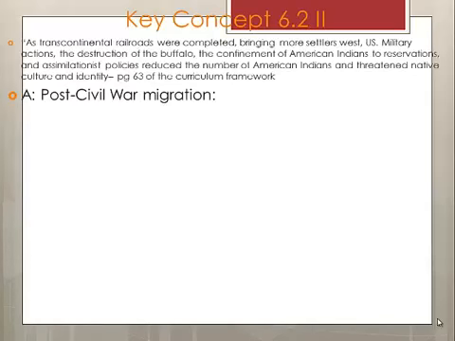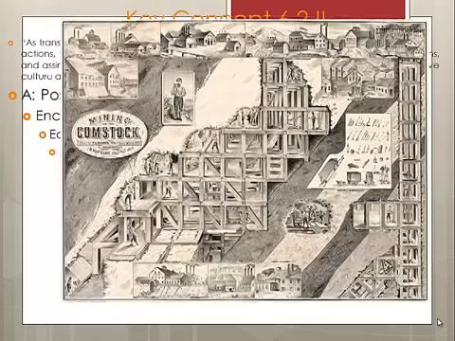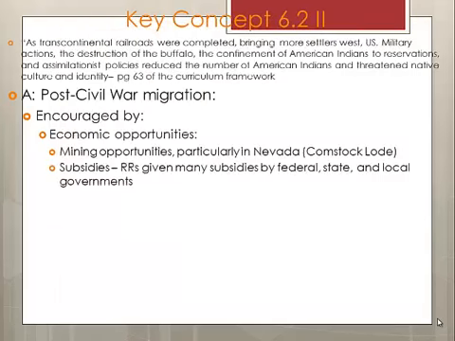So there's this massive post-Civil War migration out west. It is encouraged by economic opportunities, such as mining opportunities, particularly in Nevada. You see the Comstock Lode, which was a gigantic opportunity for mining for many Americans. Federal, state, and local governments would give subsidies to railroads to build and expand out west.